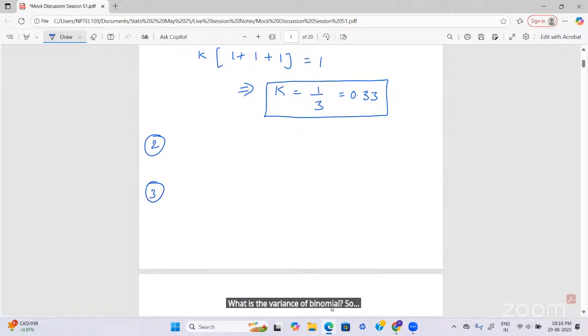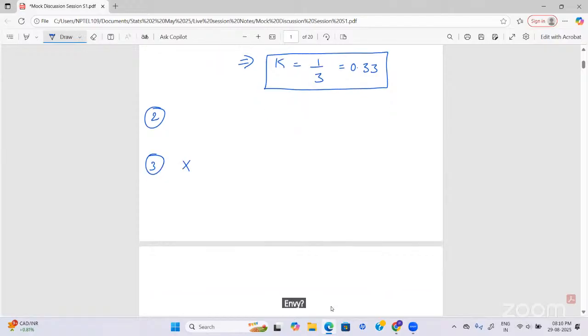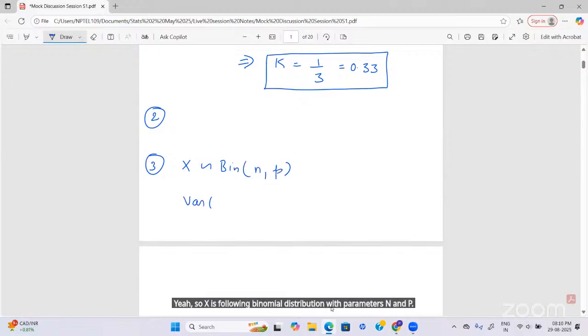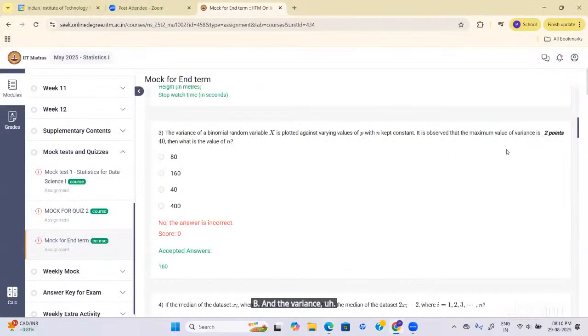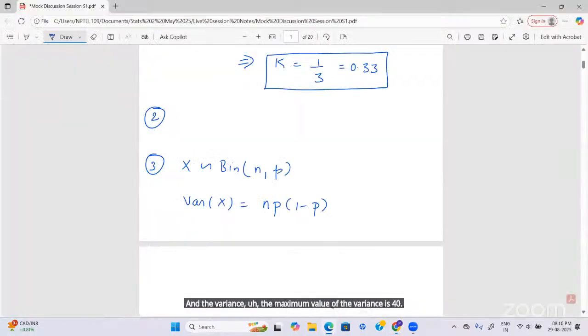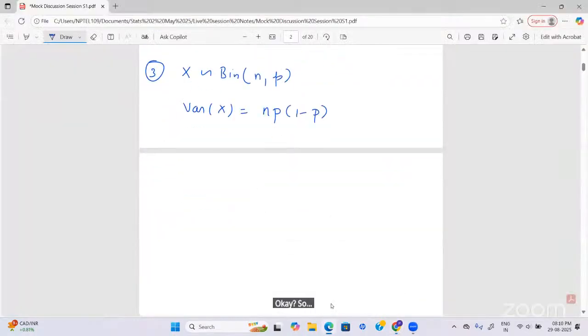X is following a binomial distribution with parameters n and p. So the variance of X is np(1 minus p). And the maximum value of the variance is 40. Okay. So the maximum variance is given as 40.